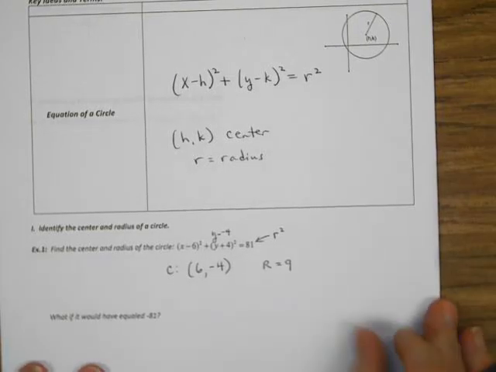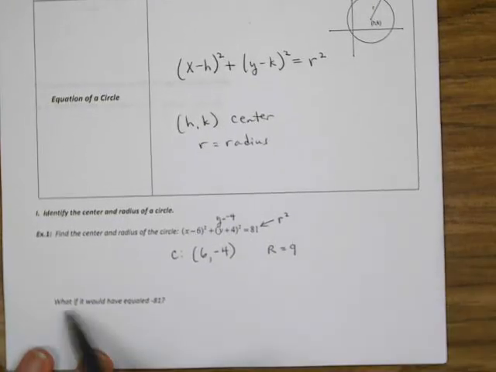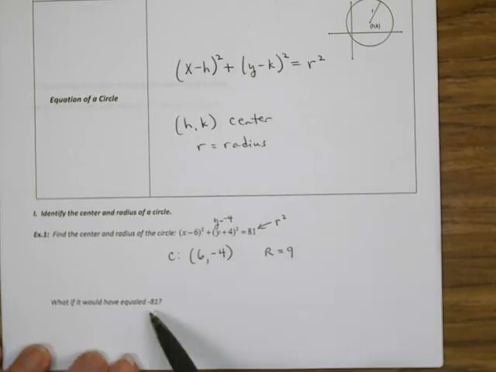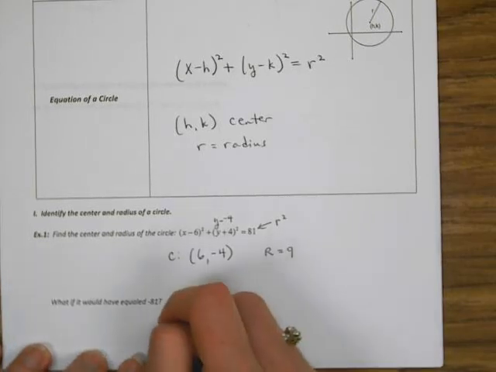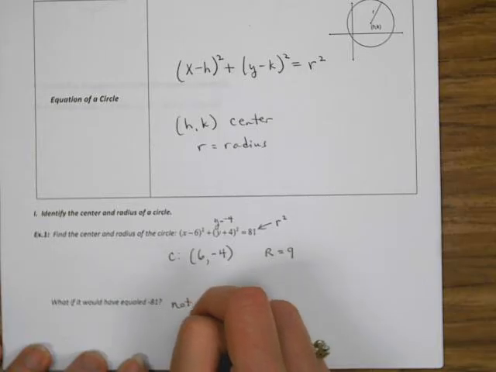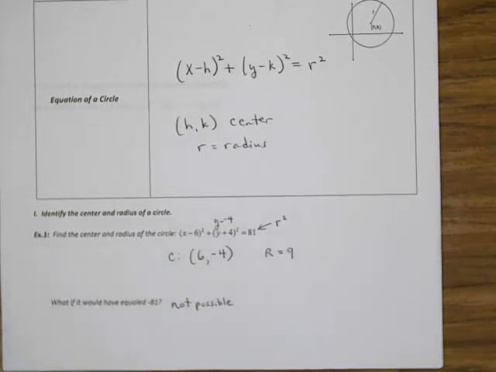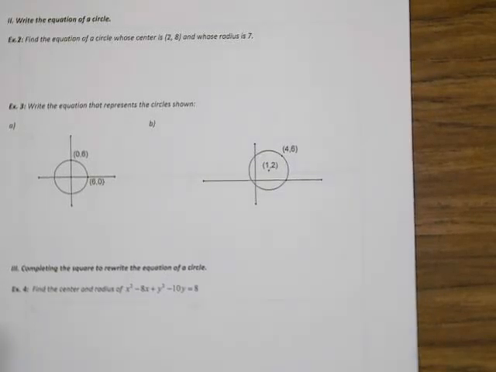Easy enough. Question I ask here, what if it would have equaled -81? Is there any way r squared could equal -81? No, right? We cannot have a radius squared come out to be a negative number, so this would not be possible. Your radius squared cannot be a negative number. All right, let's look at these examples we have here on this page.